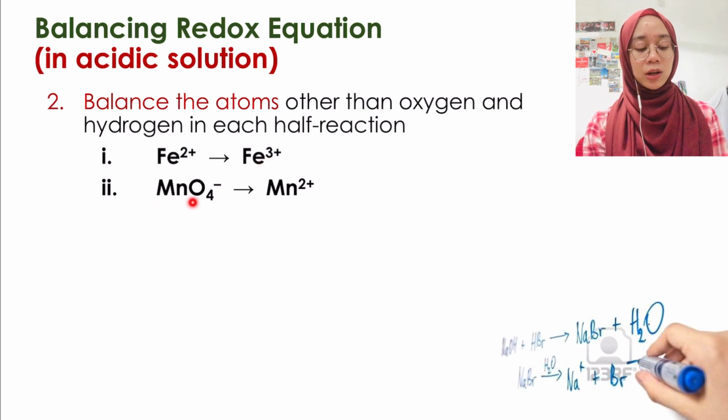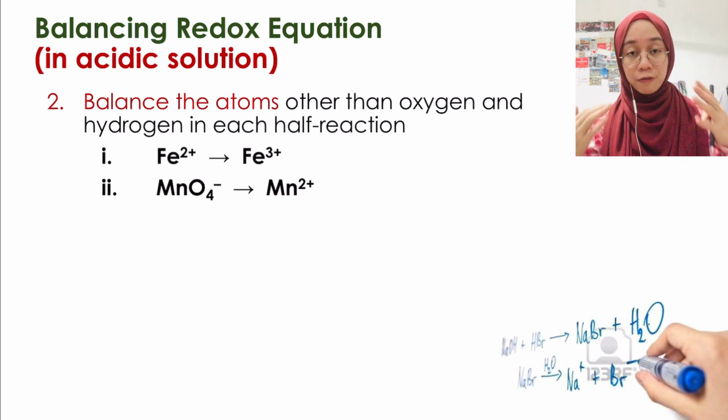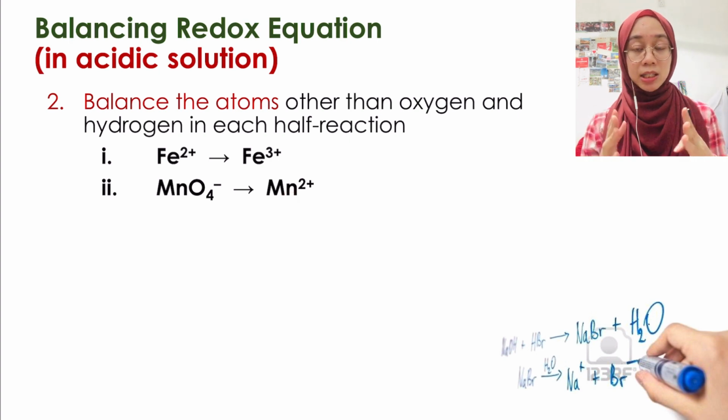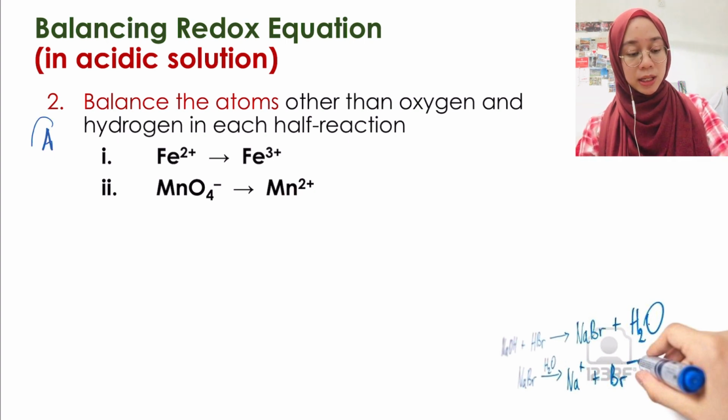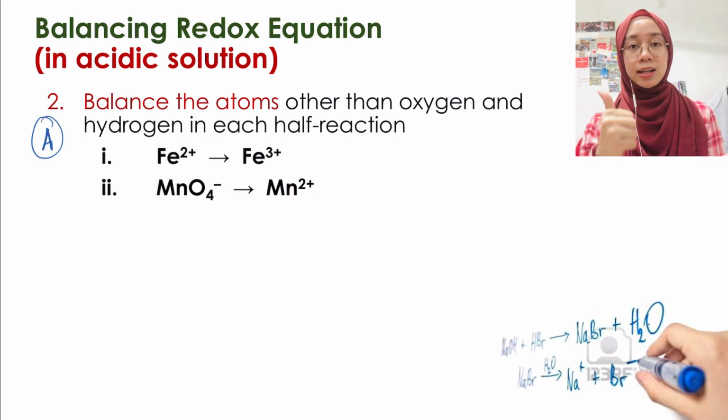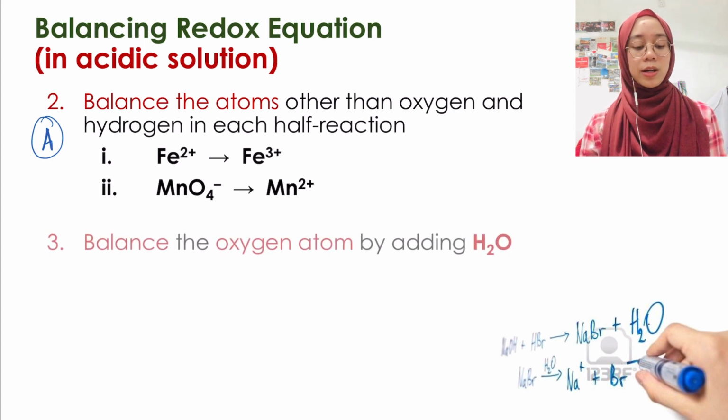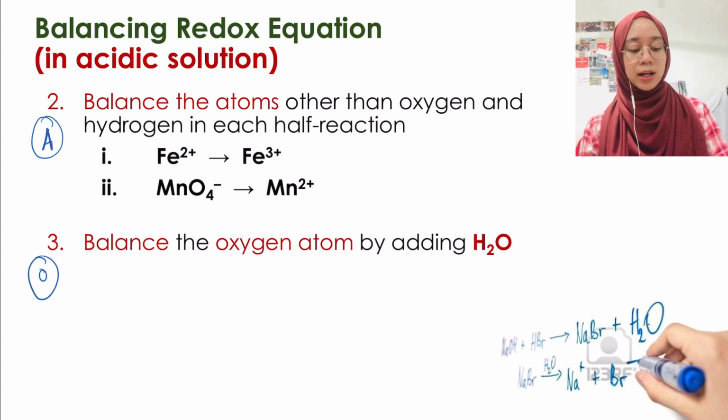Okay, yang ni pula kita fokus on the manganese. Ada 1 manganese, ada 1 juga manganese sebelah kanan. So again, kita punya atom dekat both half equation dah balance. Okay, so kita boleh proceed to the next one. Okay, so ini adalah step yang kedua tadi. So kita proceed with O pula.